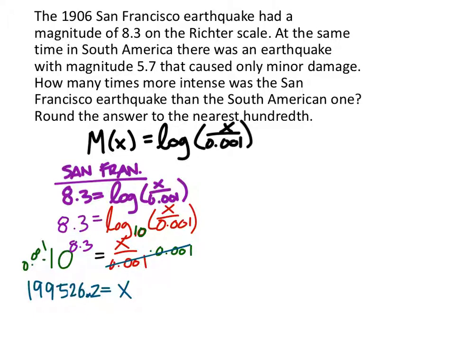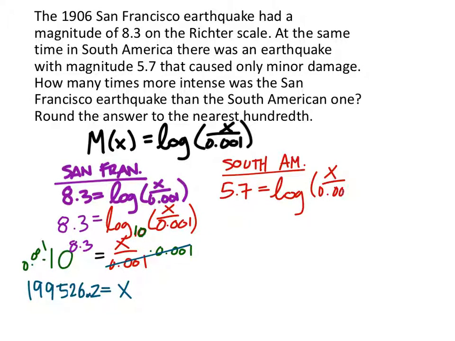Well, we did that, and that was kind of nice. However, what we also have to do is compare that with the South American earthquake. The South American earthquake had an intensity on the Richter scale of 5.7, which would equal the common log of x over 0.001. Now, solving this is going to be the same method as we did on that last one.